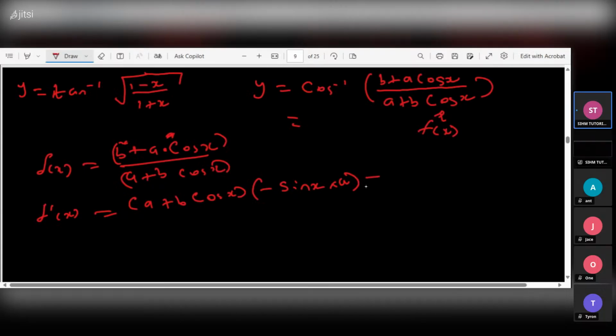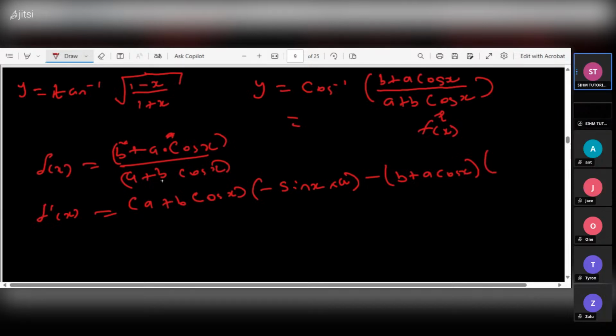So with this minus, now we're going to derive the denominator, and then we keep the numerator. It will be b plus a cos x. So this is the numerator. Now we need to derive the denominator. When we derive the denominator, as you know, a is a constant, now we need to derive this. So also here we're going to have the same thing.